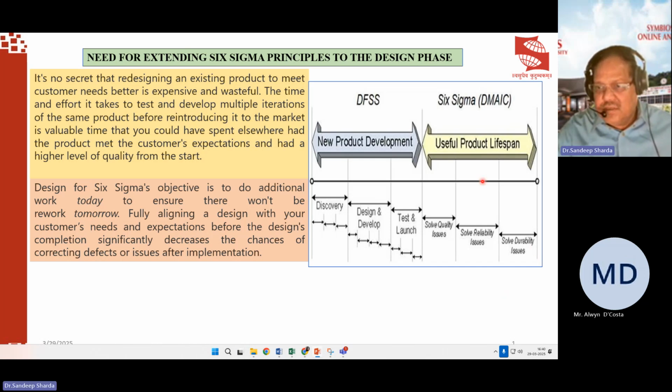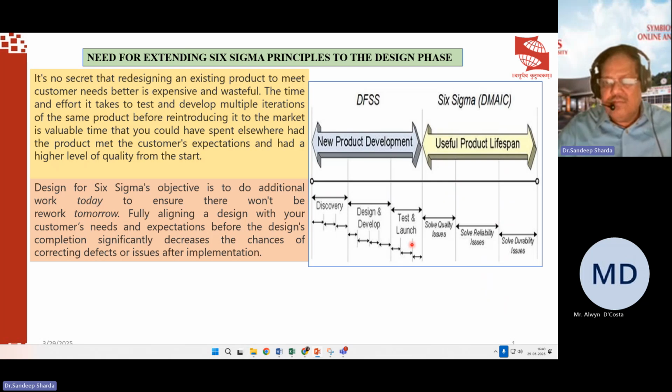So this is once the product has already been launched, during the useful life of the product, that we are going to deal with the smallest of the problems in the process, the system, the product, the quality-related issues, and the number of defects. Those we are going to correct using the practice of Six Sigma, that is DMAIC. And DFSS we use for new product development, that is discovery, design, development, test, and launch.